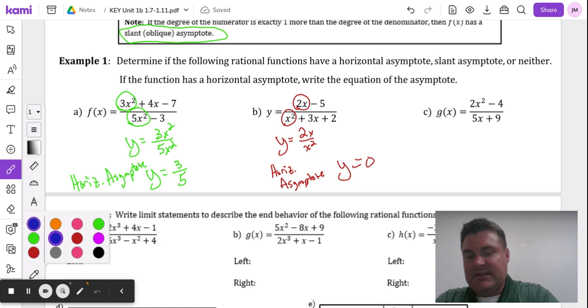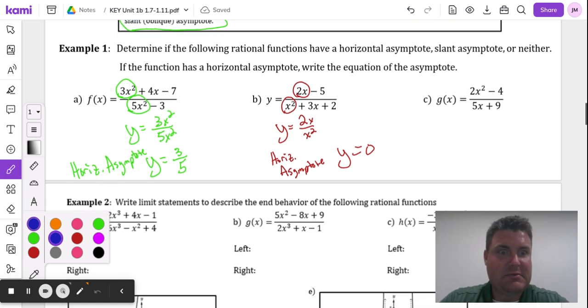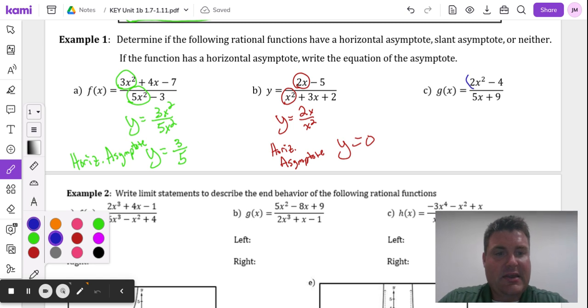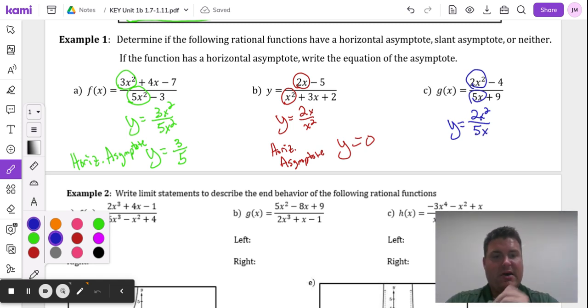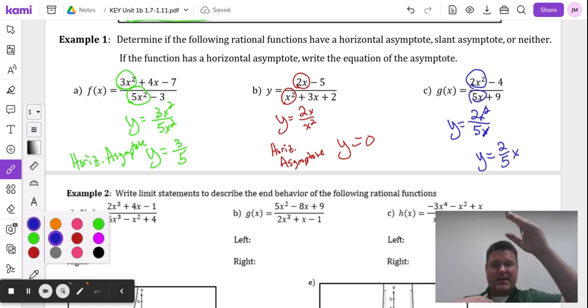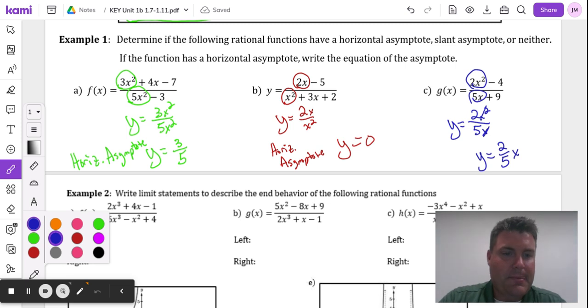And then for this last example, letter C, look at the highest power on top, which is 2x squared, and the highest power on the bottom, which is 5x. The higher power is on top, so we can cancel out the squared with this x. That gives me an asymptote of y equals 2 over 5x, because I still have an x on the top, since the squared canceled out with the single x below it. So this is going to be a slant asymptote, or oblique.